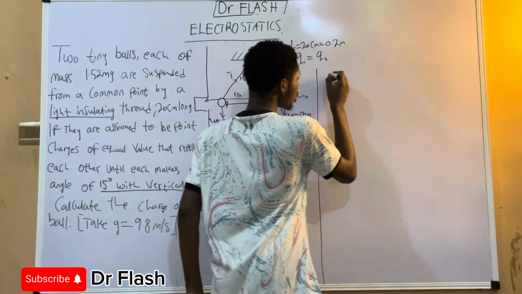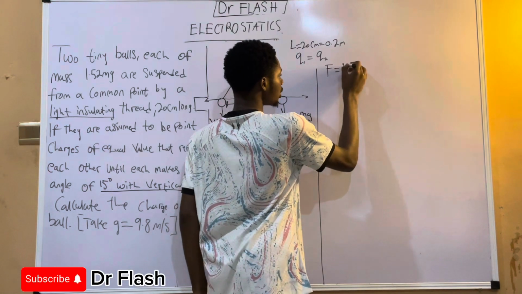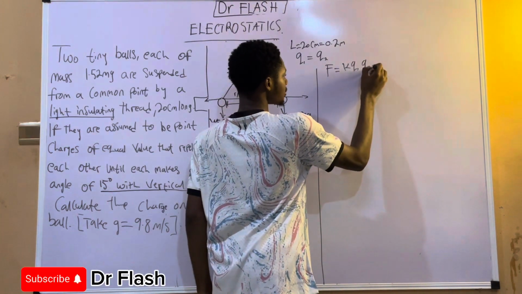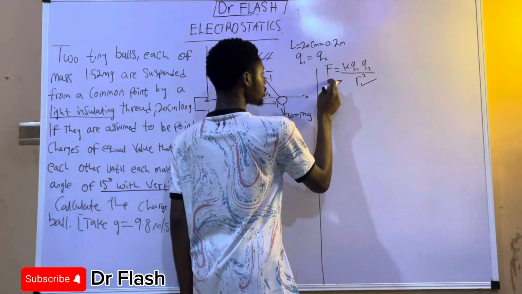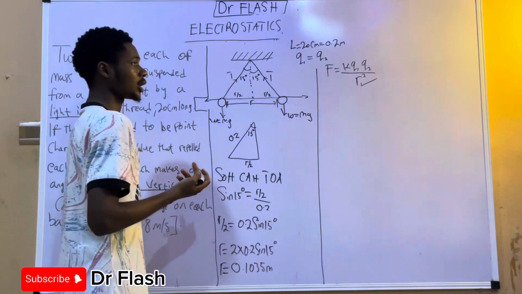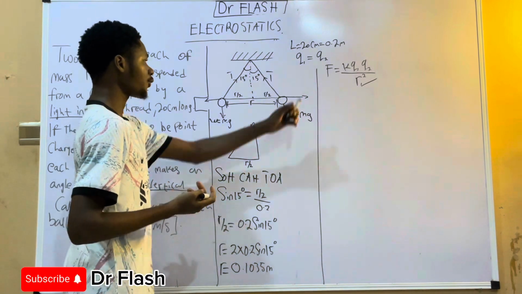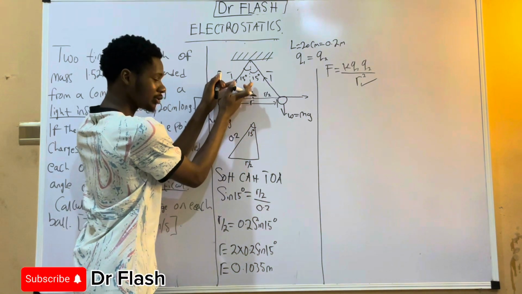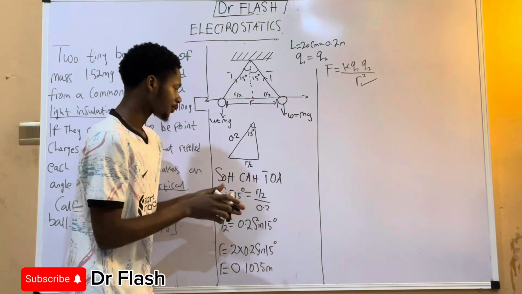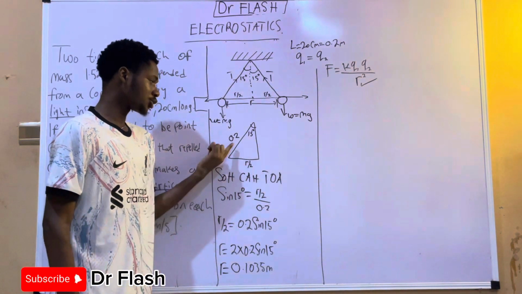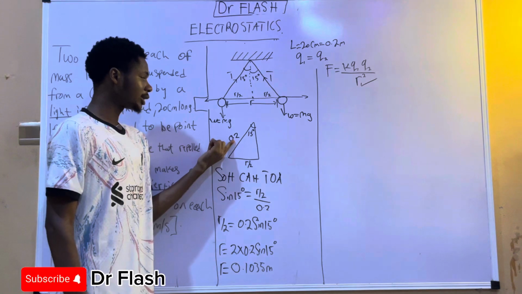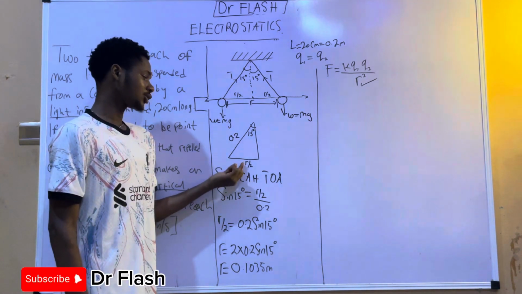Remember the formula from Coulomb's law is F equals k times Q1 times Q2 divided by r squared. Now we've gotten r. What next is for us to find the force, and then we can solve for Q. Now to find the force, we're still going to go back to this diagram. Remember initially I said that to solve for r, we need to make use of the distance, or the length of the thread.